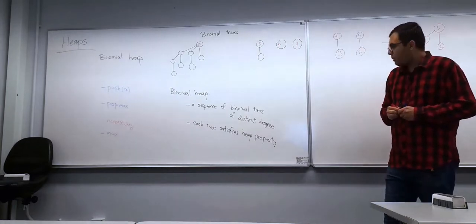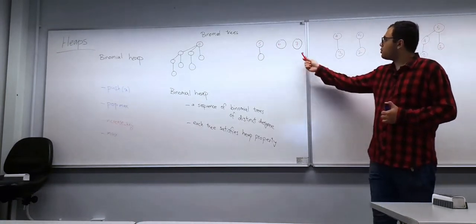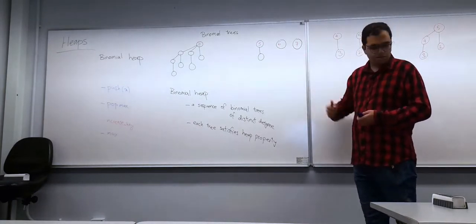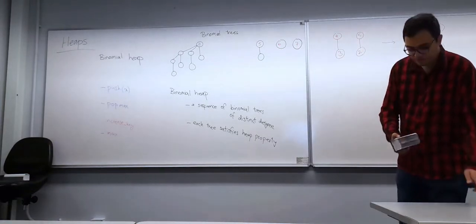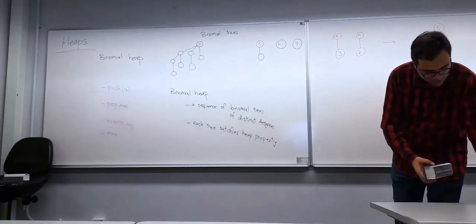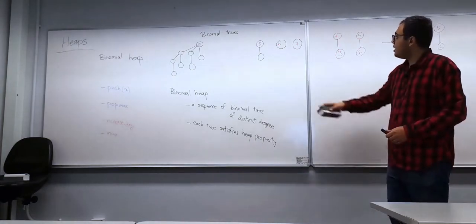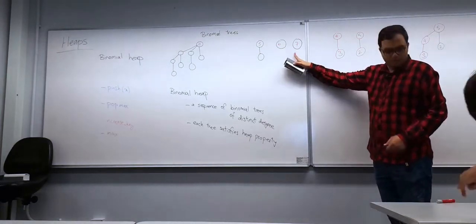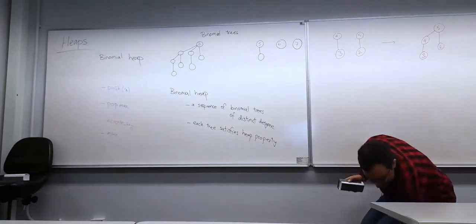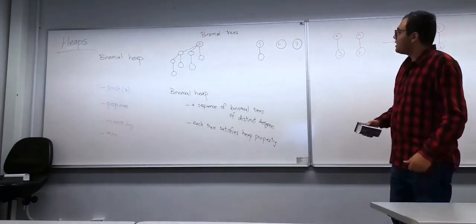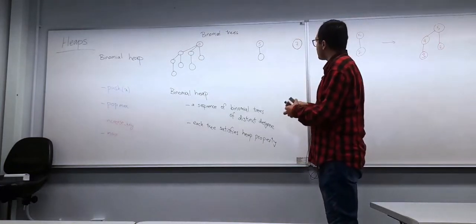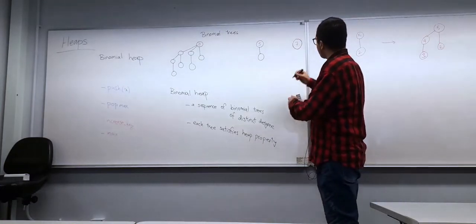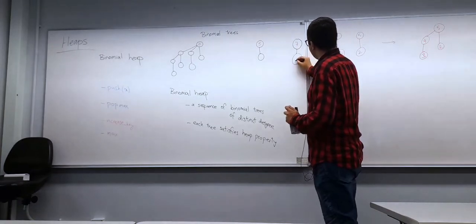Okay, but now my problem is that I have two different trees that have the same degree. I have two trees of degree 0. So what I can do is just merge them. I want to merge 6 and 7. Of course, 6 has to become a child of 7. So I make 6 a child of 7.